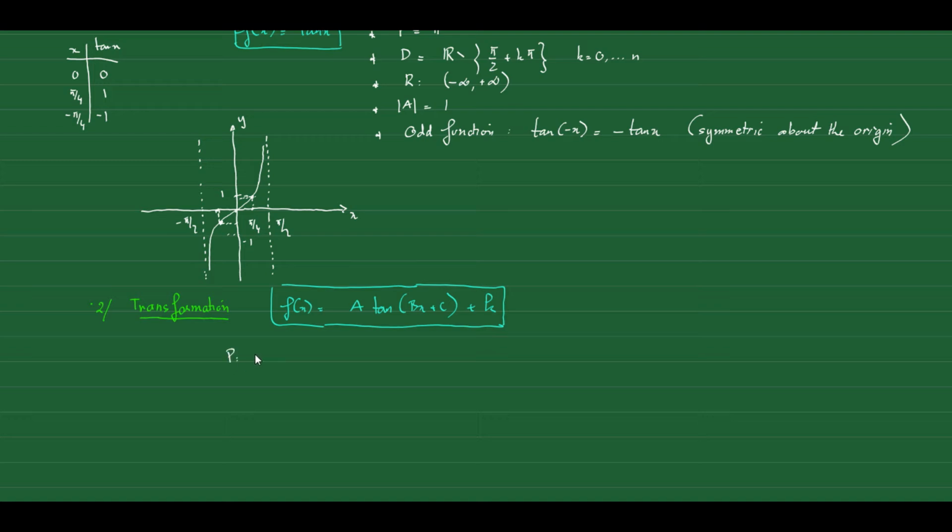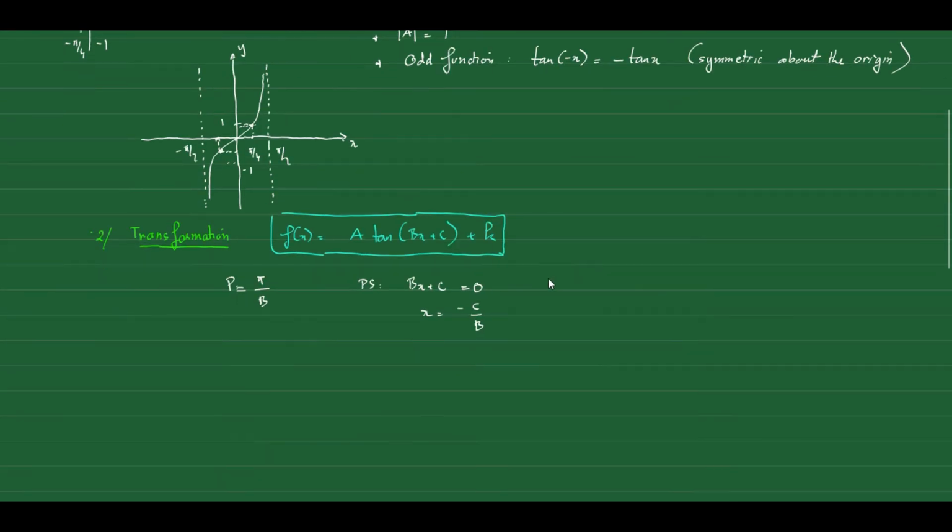The period will be pi over b, and the phase shift we can calculate easily by setting the argument equal to 0. So the phase shift will tell you how many units go to the right and how many units go to the left. Okay.